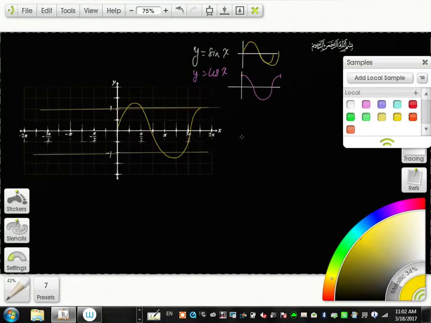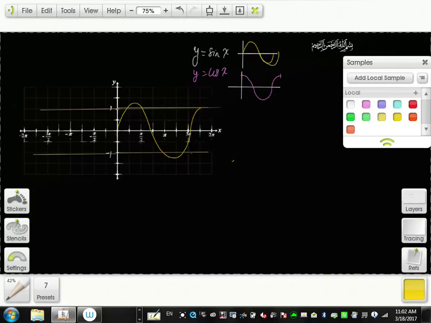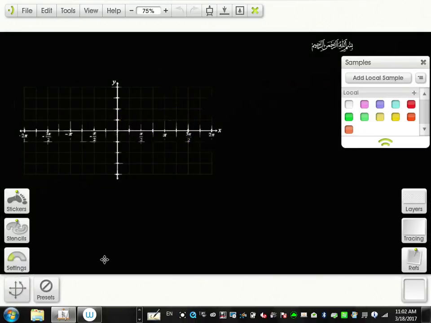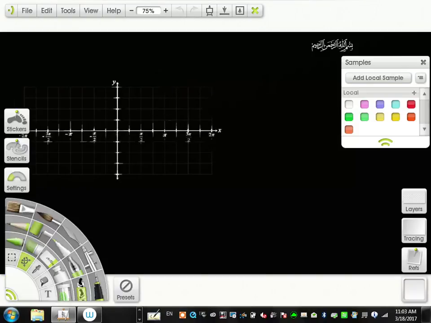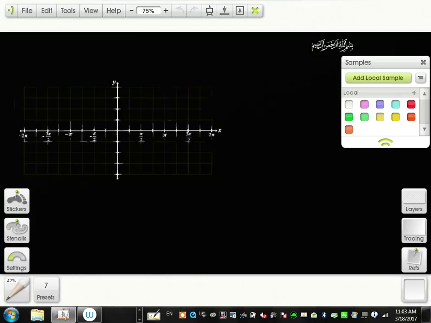Okay, sorry here. Okay, start again. So first we're going to graph y equals sine of x.